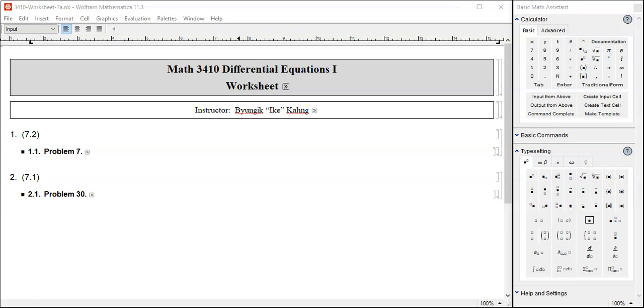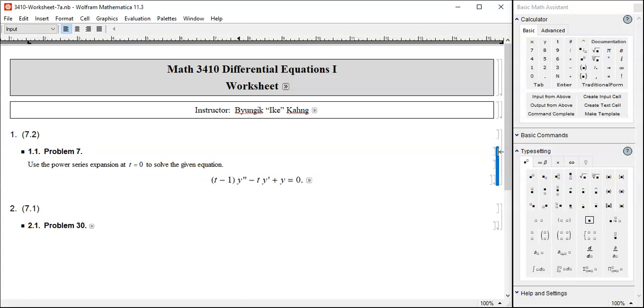Hello students, this is the first of the two exercise sets, the supplementary exercise set from chapter 7, the power series method. I selected these two problems. Problem 7 from section 7.2 is a differential equation problem. Solve this linear ordinary differential equation with variable coefficient using the power series expansion at t equals 0.